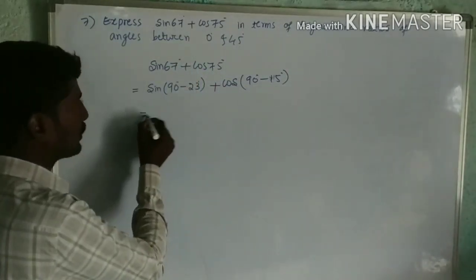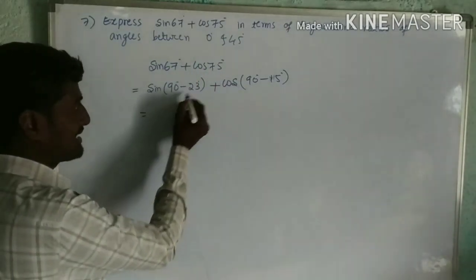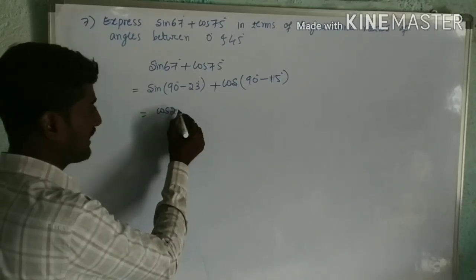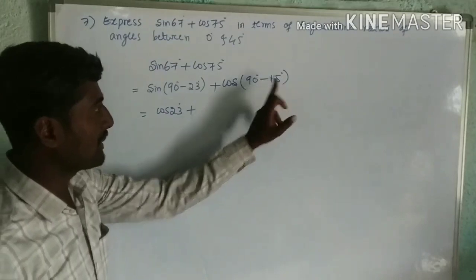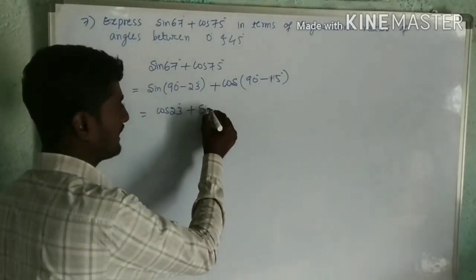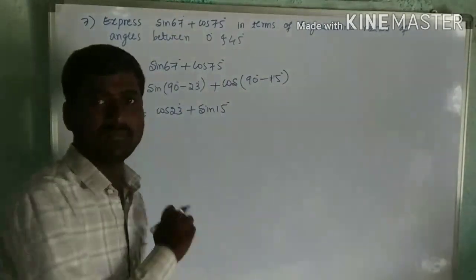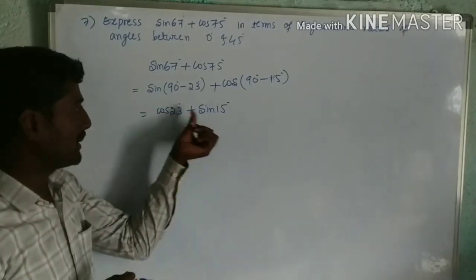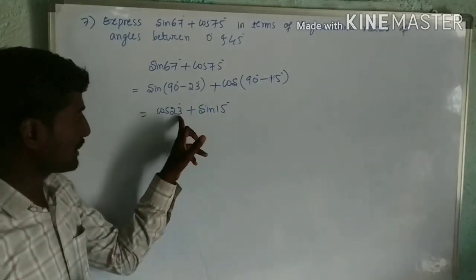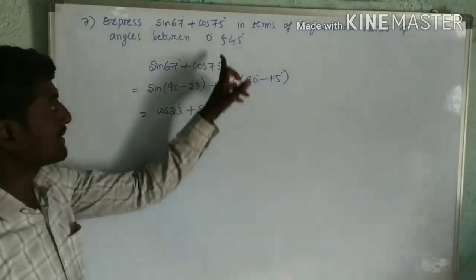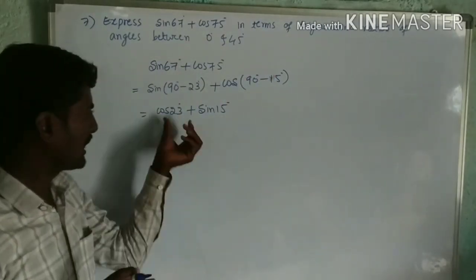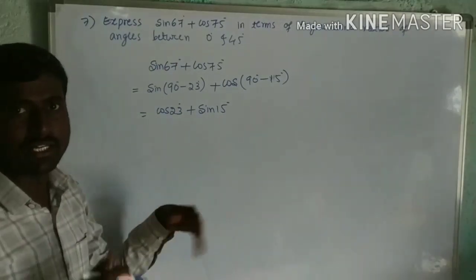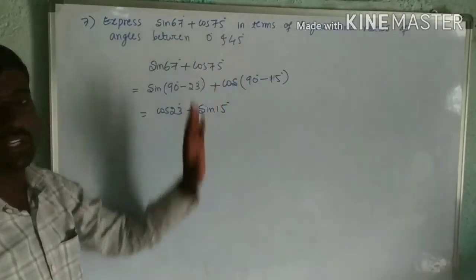Now this is equal to sin of 90 minus theta, that is cos theta, where theta is here 23, plus cos of 90 minus theta, that is sin theta, sin of 15 degree. Okay, we got the trigonometric ratios of angles between 0 and 45 degree. It is less than 45 degree, 23 and 15 degree. Whatever the trigonometric ratio may be, I want an angle less than 45 degree.